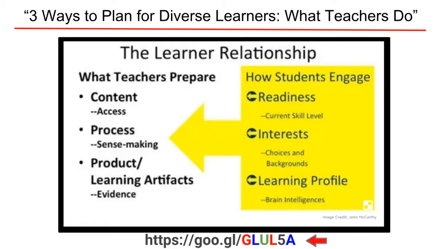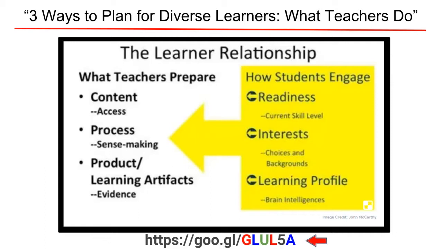Now at the top of this slide you have a title, 3 ways to plan for diverse learners, what teachers do. And at the bottom you have a flashing red arrow that indicates a short URL to a blog post from Edutopia that is very helpful. It by no means is the holy grail of differentiation research. It just happens to be a good blog post where we got this image from. And we have given credit to John McCarthy at the bottom of this image.